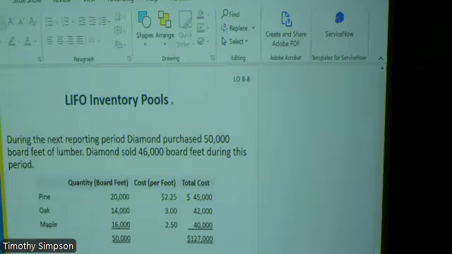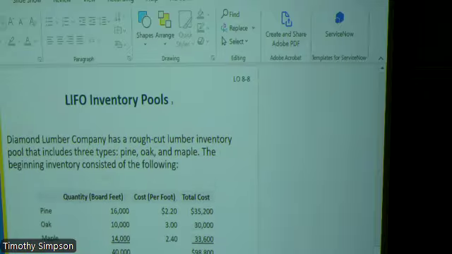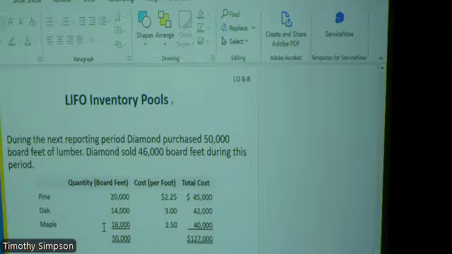And so in the next reporting period, the next year or whatever, Diamond purchased 50,000 board feet of lumber, and they sold 46,000. Okay, so here's what we're doing. They started out, let's go back to where we were before. We had 40,000 board feet at a cost of 98,800. Now we're going to purchase 50,000 more units, and it's going to be based upon this distribution here.